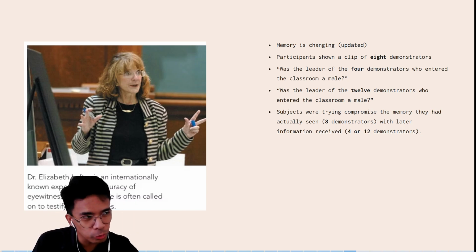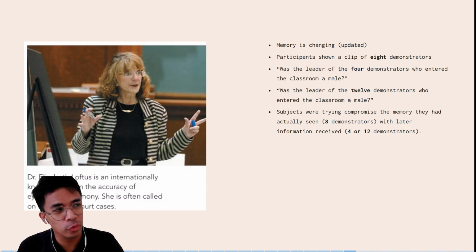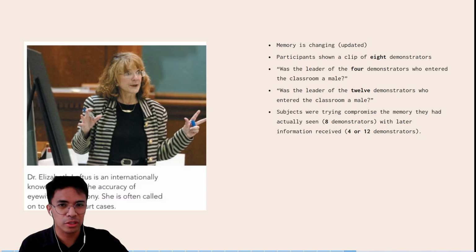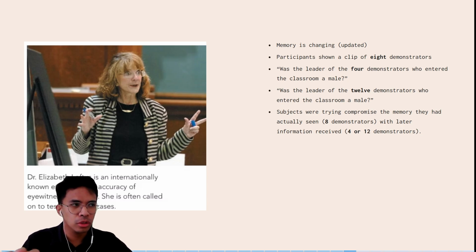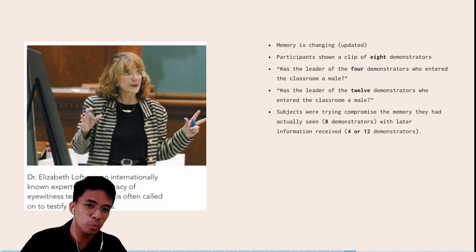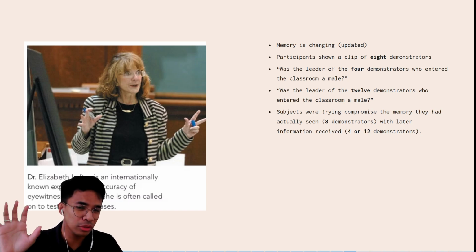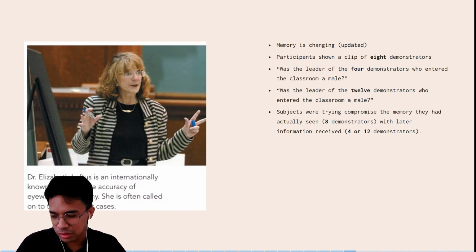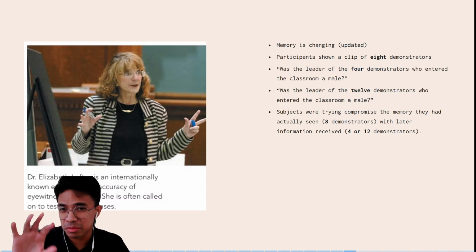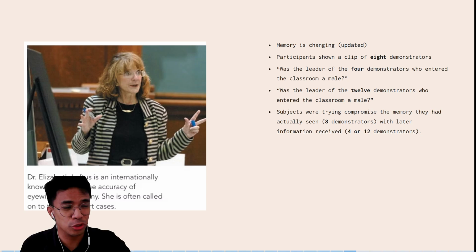And then the other group was given a different question. The question is: was the leader of the 12 demonstrators who entered the classroom a male? So the independent variable is actually somewhat hidden. And then the subjects were actually saying a different number, or an average of a different number, depending on the group that they belong to. So of course you would understand, or logically analyze, that the ones asked about 4 demonstrators would say a lower number.